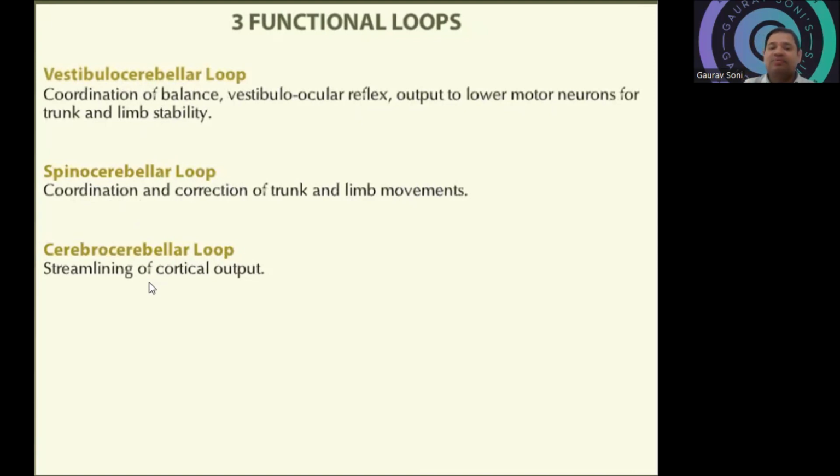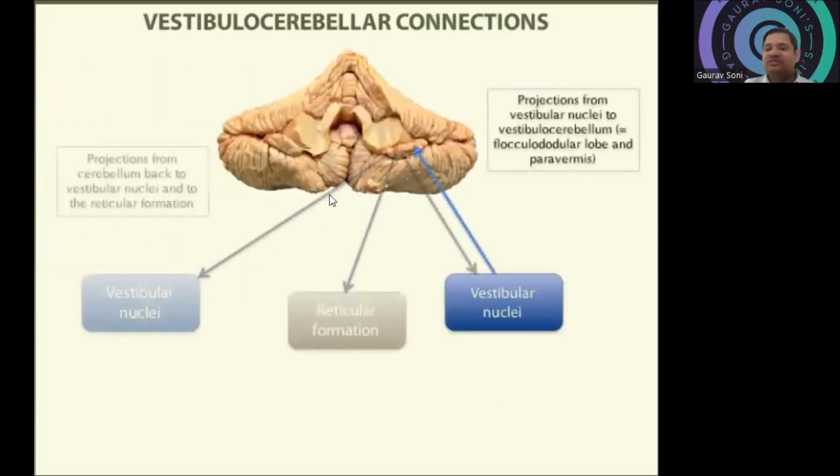Then cerebrocerebral part, it is for the streamlining of cortical output. Whatever cortical output is there, it will be streamlined by the cerebrocerebral loop. So there are three loops: vestibulocerebral, simply you can understand, for balance, spinocerebral for coordination, and cerebrocerebral for streamlining of cortical output. Then one by one we have to see.